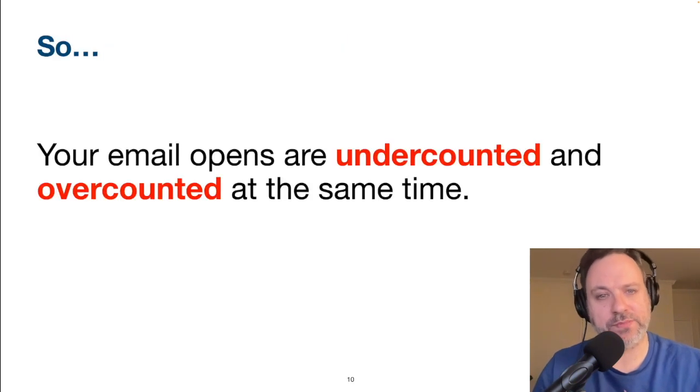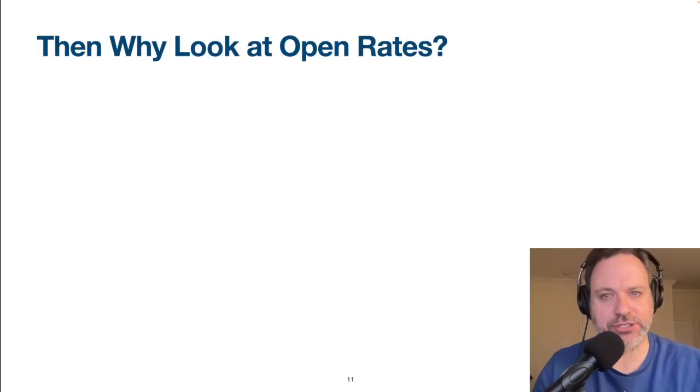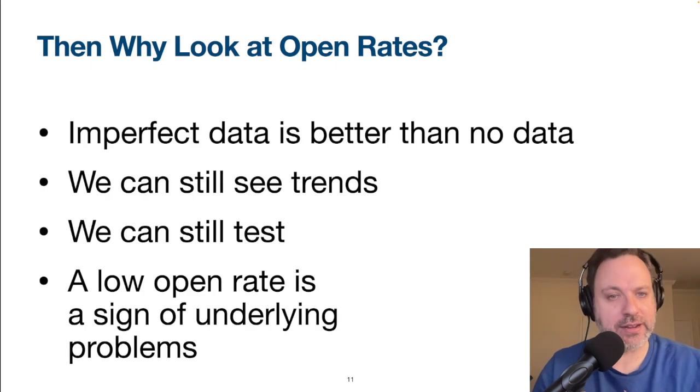So your email opens are undercounted and overcounted at the same time, and they sort of offset each other, but it creates some issues. Now, why would you look at open rates if they're not accurate? So imperfect data is better than no data. We could still see trends. We could still see things going up or down. We can test things to see what generates better results. And most importantly, if you have a low open rate, it's generally a sign of serious underlying problems with your email strategy and even potentially your entire business.